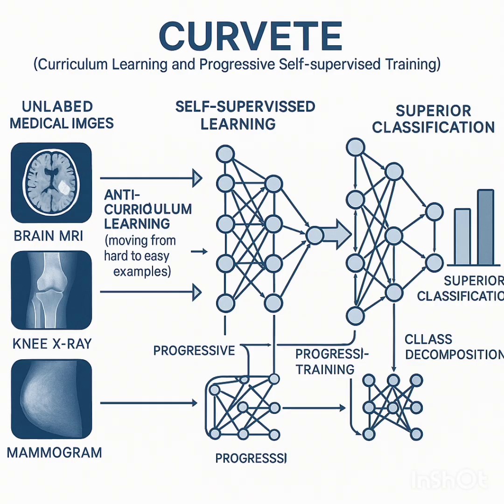Yes, CURVETE was rigorously tested on 3 distinct, challenging medical datasets: brain tumor images, digital knee X-ray images, and Mini-DDSM, which are digital mammograms. And the comparison was against traditional transfer learning and also other progressive methods out there.